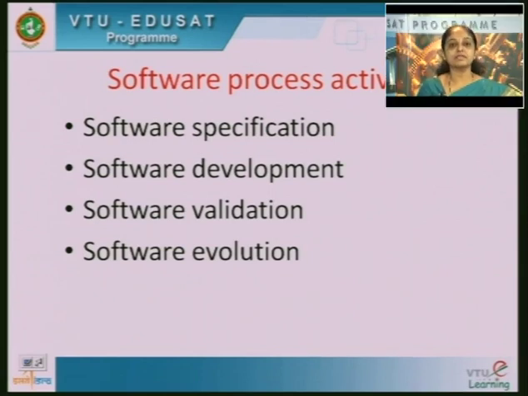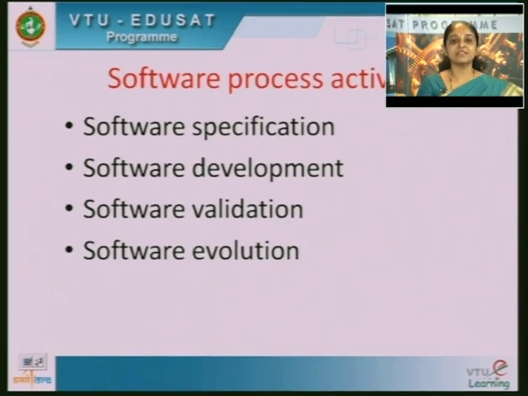The first one is software specification. Software specification is the elicitation of what the software should do. What are the customer's expectations of the software? That is software specification. What does he want as a part of this software? What are the different functions that this software needs to perform? That is called the software specification.